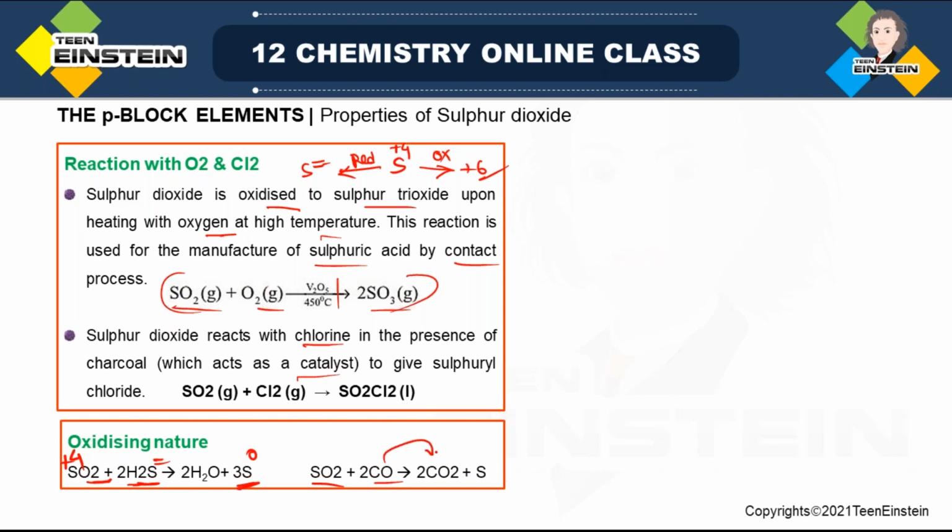Carbon monoxide is now oxidized to carbon dioxide and SO2 is reduced to sulfur. That means here SO2 is showing its oxidizing property. So that is why CO is converted from +2 state now to +4 state. So these two reactions are examples of its oxidizing nature.